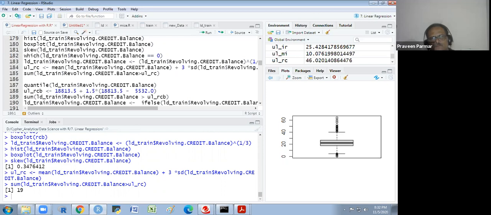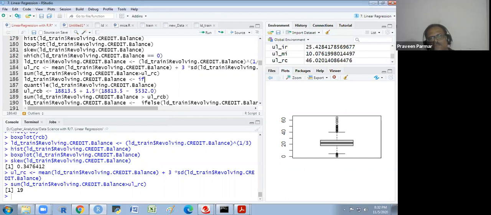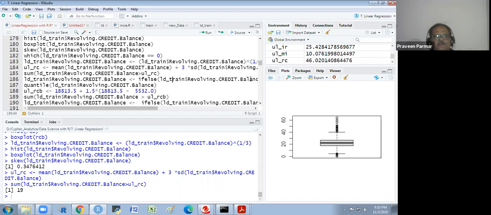And we fill it: LD_trend$revolving, if else LD_trend$revolving is greater than UL_RC, then it should be UL_RC, otherwise LD_trend$revolving. Got it? I run it.